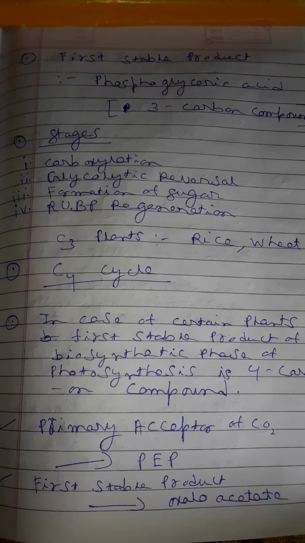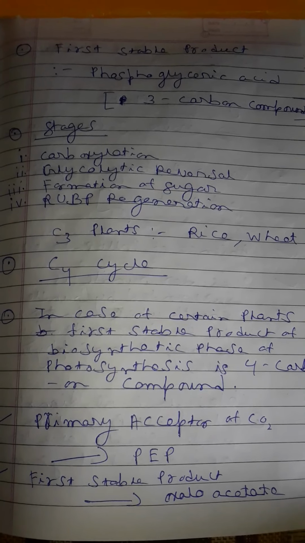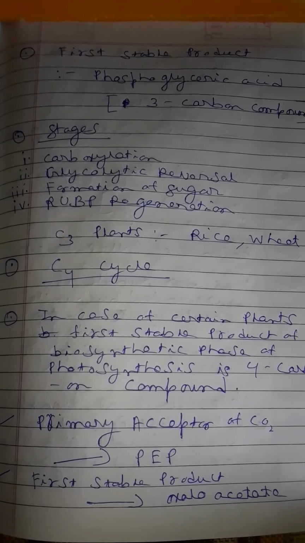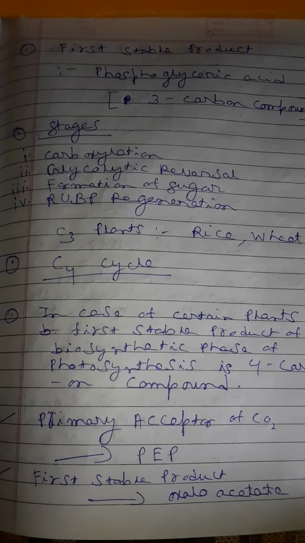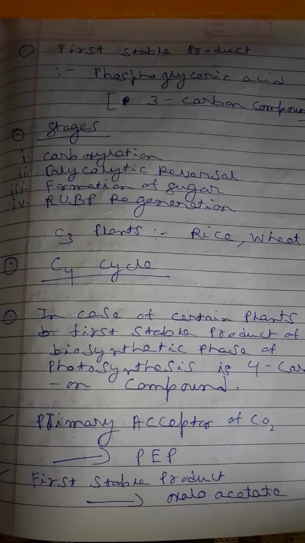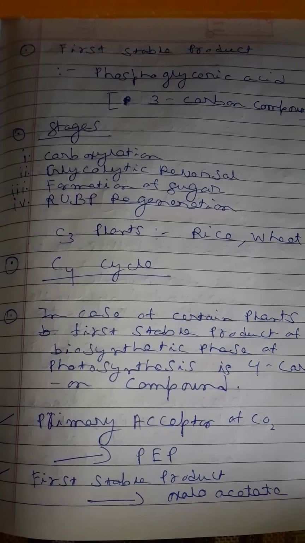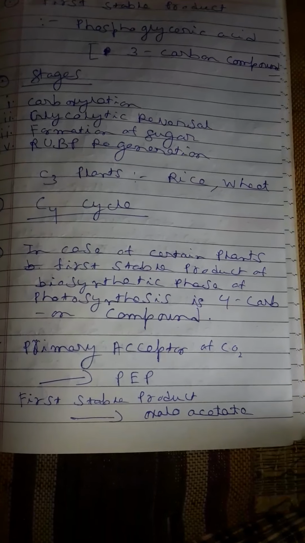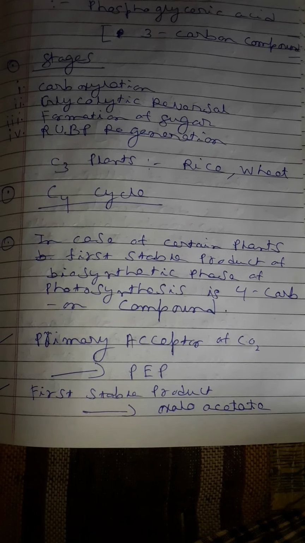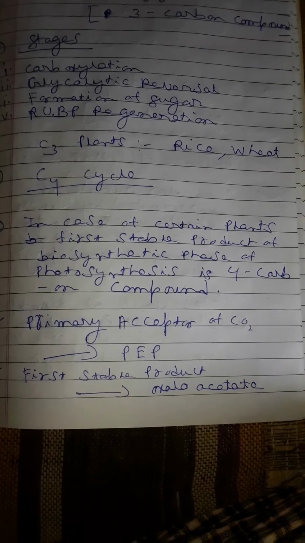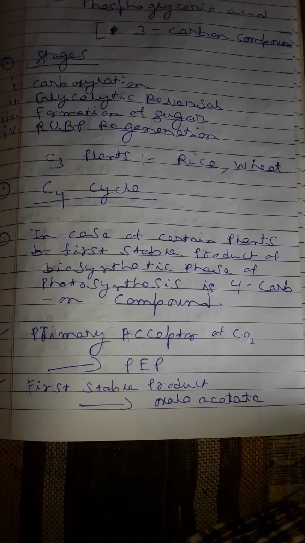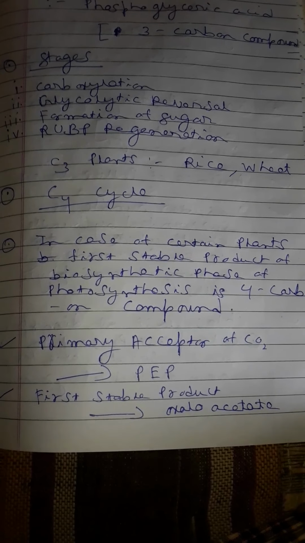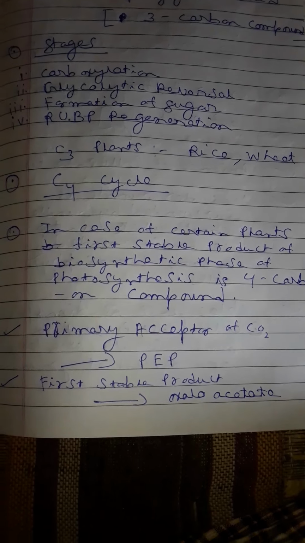It is a specialized biosynthetic phase of photosynthesis. In certain plants, especially in case of weeds or in drought-resistant plants such as maize, sugarcane, jowar, millets, we observe that the first stable product of dark reaction is a 4-carbon compound, which is oxaloacetate. The primary acceptor of carbon dioxide is PEP, that is phosphoenol pyruvate. The first stable product is oxaloacetate, and the enzyme which assists in carbon dioxide fixation is PEP carboxylase, that is phosphoenol pyruvate carboxylase.